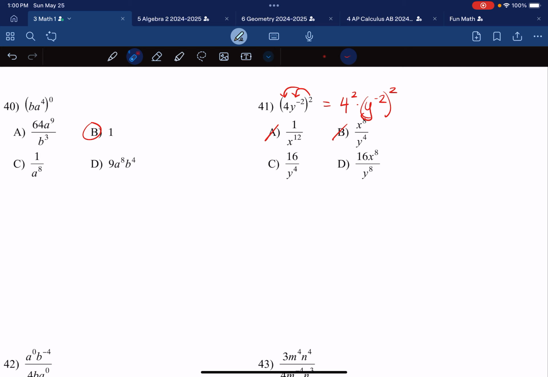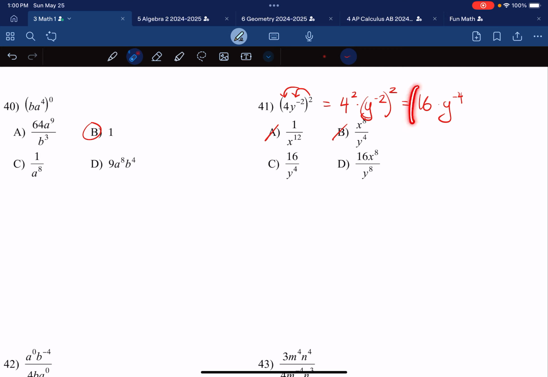The next thing that I need to look at is this y base. So this y base has a power of negative 2 and another power. Whenever I have a power to a power, these 2 powers get multiplied. Negative times a positive is a negative, therefore I should have a negative 4. So this is going to turn into 16, again, from 4 squared to 16, times y to the power of negative 4.